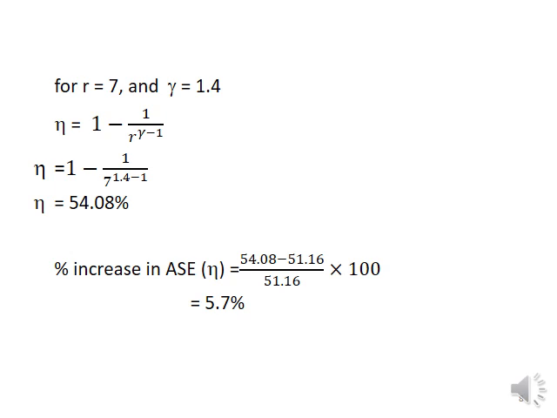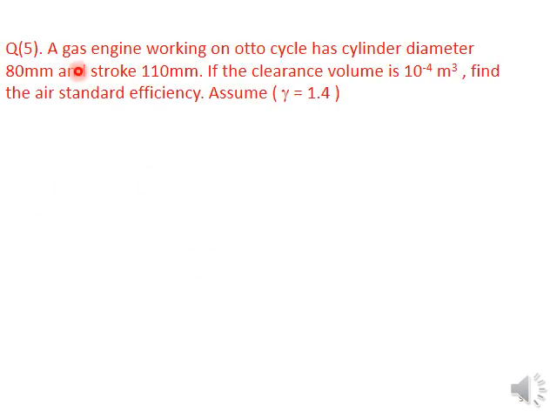Next problem. A gas engine working on Otto cycle has a cylinder diameter 80 mm, stroke 110 mm. If the clearance volume is 10 to the power of minus 4 meter cube, find the air standard efficiency. Assume gamma is equal to 1.4.